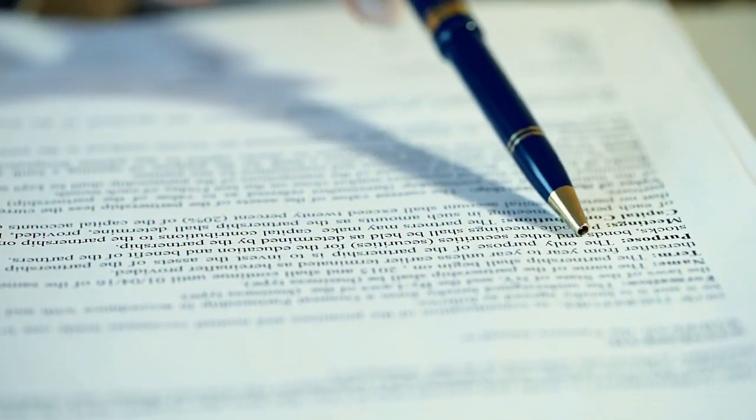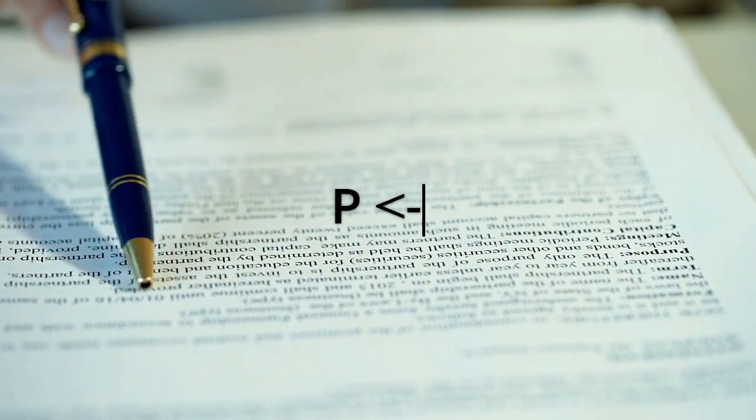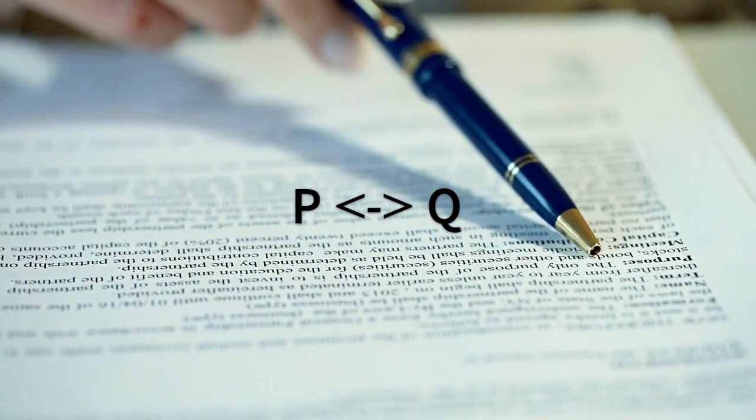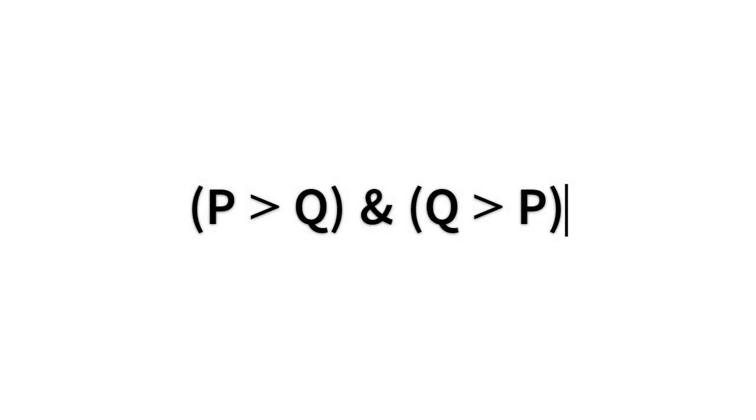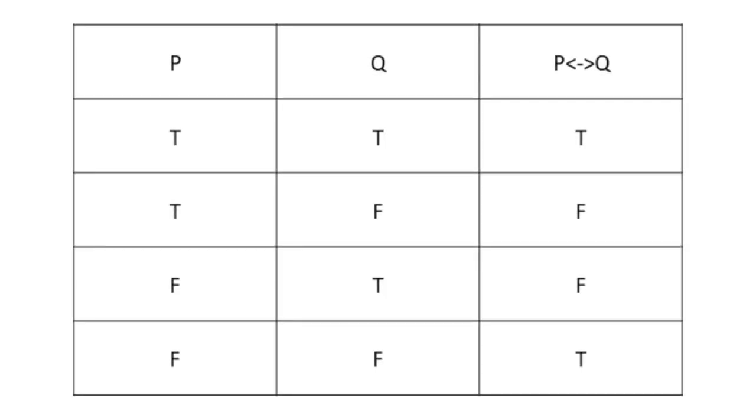The biconditional. P if and only if Q is logically equivalent to if P then Q and if Q then P. The biconditional can be understood any way any other bi term can be understood. It just means it goes both ways.